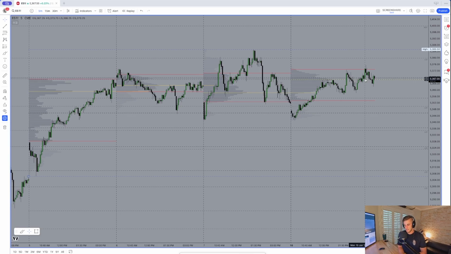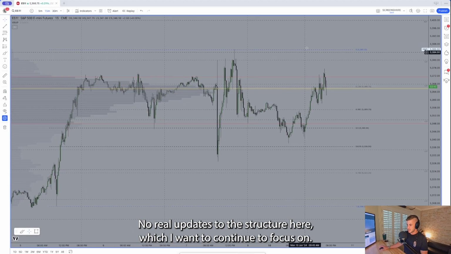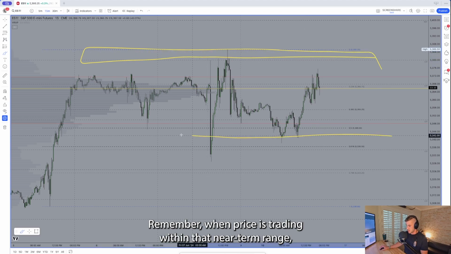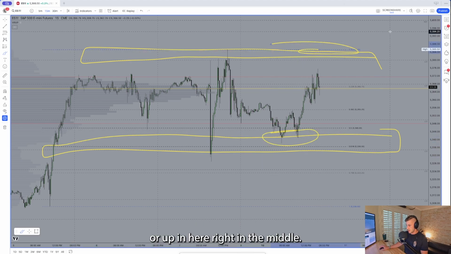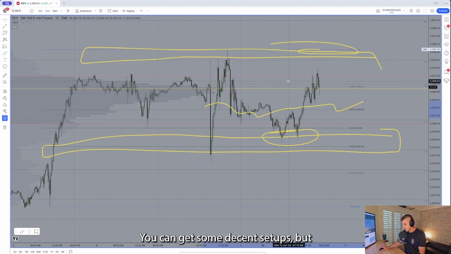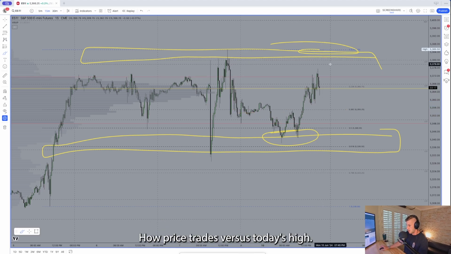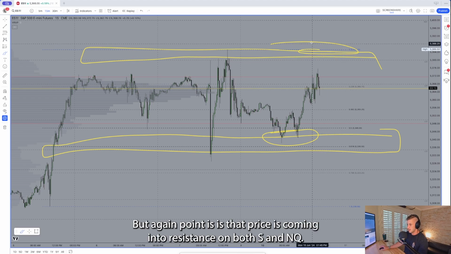But point is here is that near term still have price within the prior 2-3 days range here. So location remains the same, structure remains the same, no real updates to the structure here. Just want to continue to focus on how price trades versus the edge points of the range. Remember, when price is trading within that near-term range, where are the best opportunities? They're going to be down here or up in here, right? In the middle, you can get some decent setups, but not the best, simply because we don't have strong trade location. So that'll be the focus for tomorrow, how price trades versus today's high, this near-term resistance zone, potentially the 53.68 area. But again, point is that price is coming into resistance on both ES and NQ.